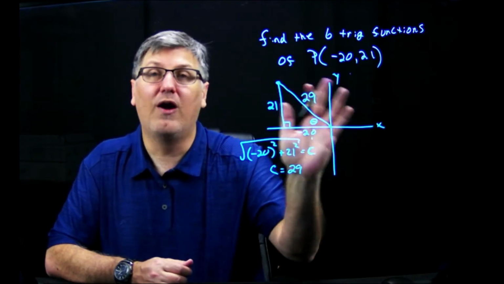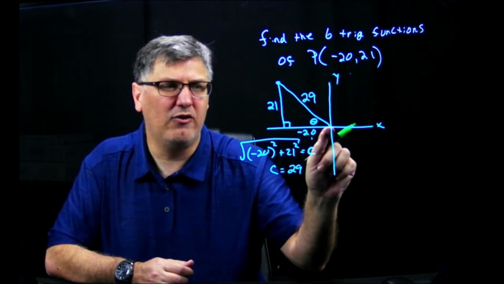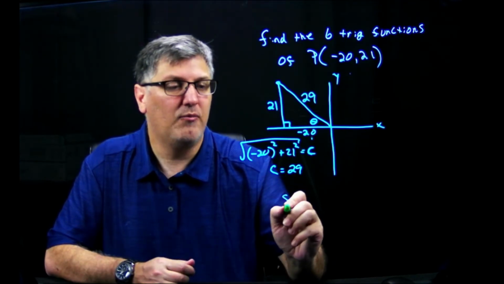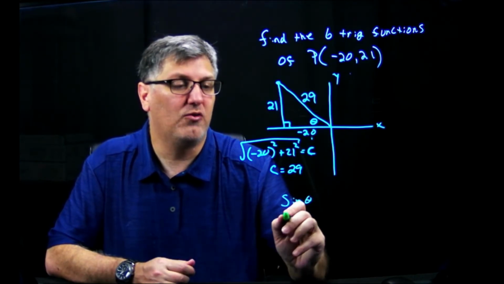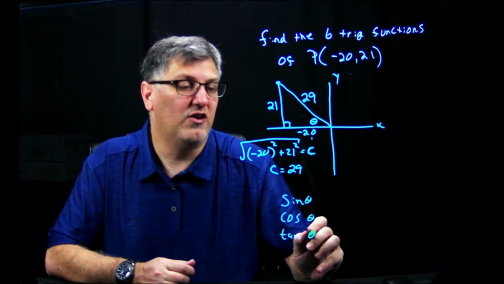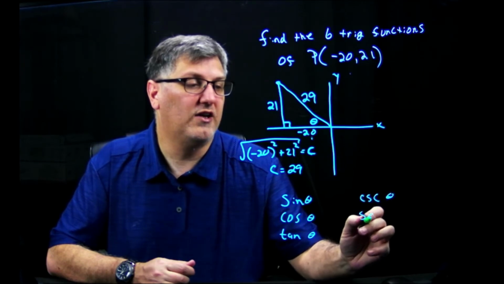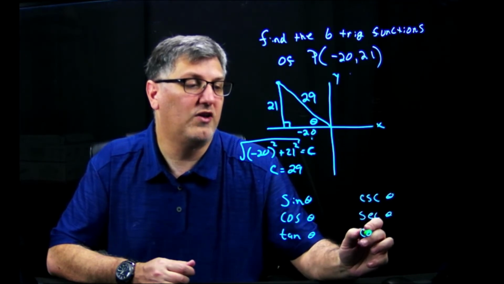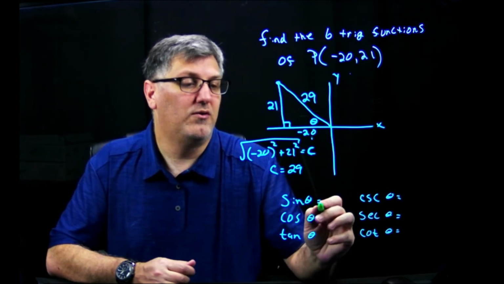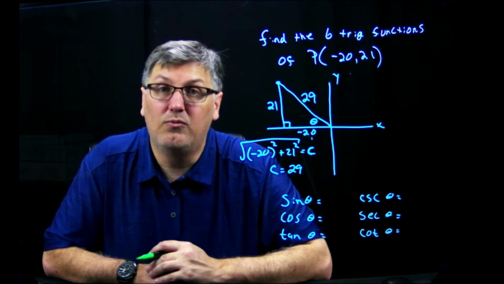So now I have a triangle here with my angle. My angle is always right by the origin in my reference triangle. And I'm going to ask you to find sine of that angle, cosine of that angle, tangent of that angle, cosecant of that angle, secant of that angle, and cotangent of that angle.